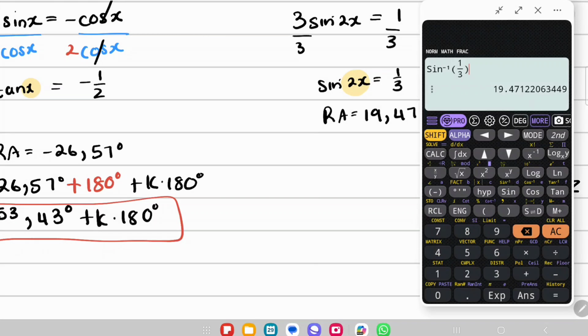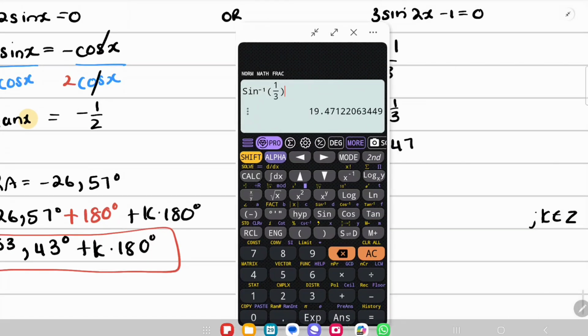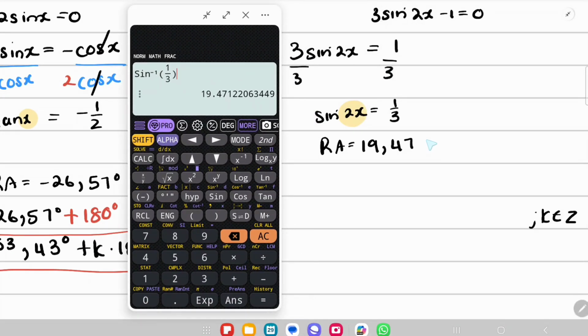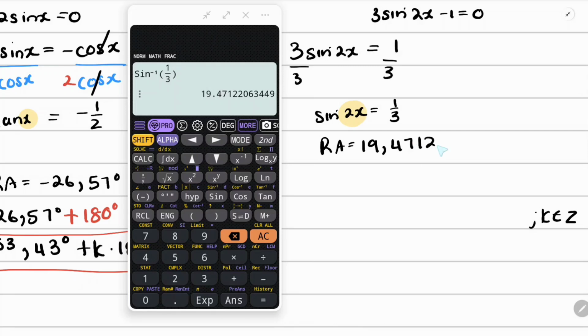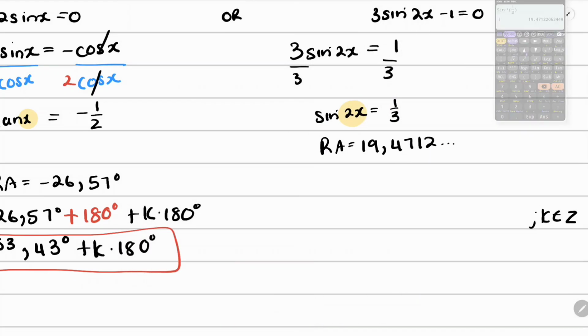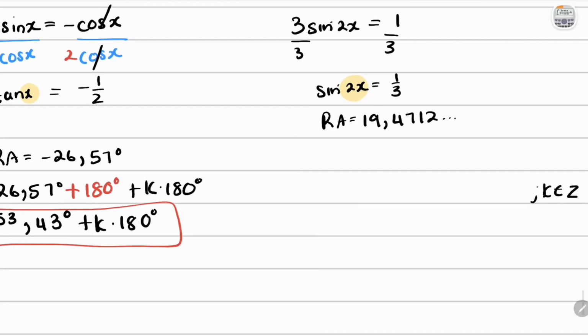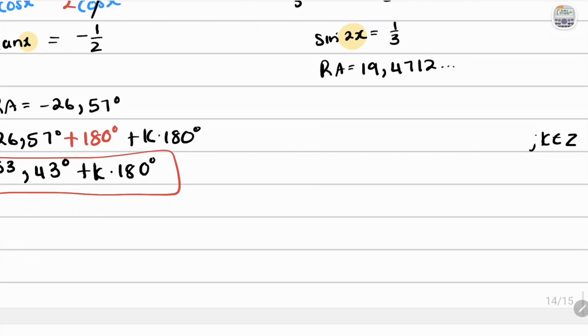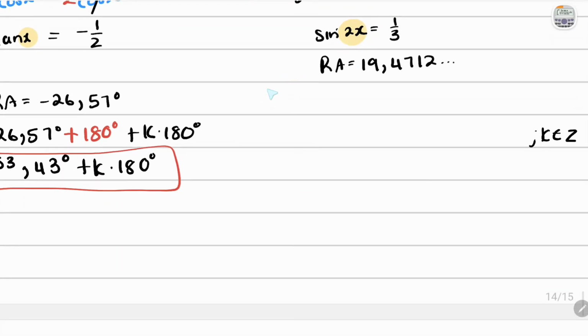Now, with this, there is no need to round off. I don't know why I'm rounding off. Shouldn't be rounded off. So I'm just going to leave it as 19.4712, just so that it shows that I have not rounded off yet. We'll hold on to that. Let's go ahead and solve for our angle. So first we solve for the angle before we actually get to x. The angle that we have is 2x.